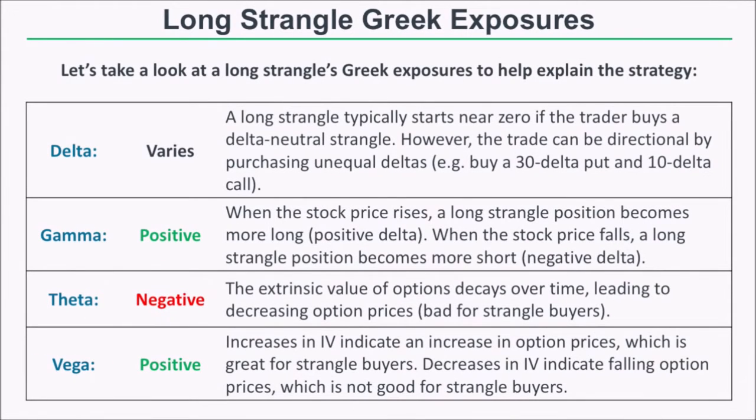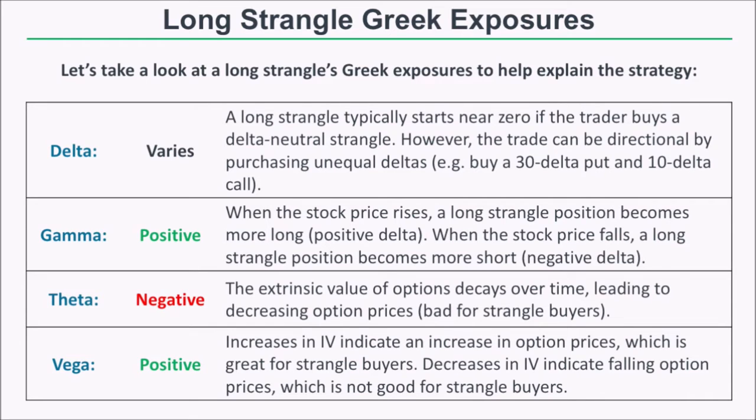All right, so now we're going to talk about the long strangle's Greek exposures, and then we're going to look at some real trade examples to show you how the strategy performs in various scenarios. So first and foremost, a long strangle's delta will vary. At trade entry, it's very common to have a delta neutral strangle, which basically means you're buying a call and put with offsetting deltas. However, you can trade a directional long strangle by purchasing options with unequal deltas.